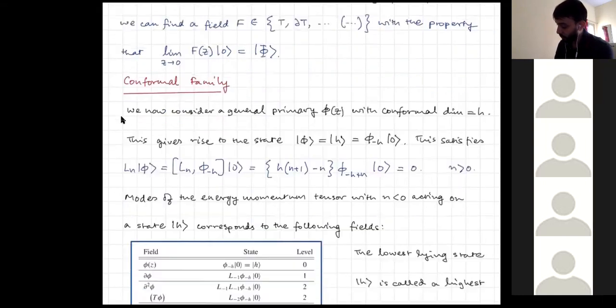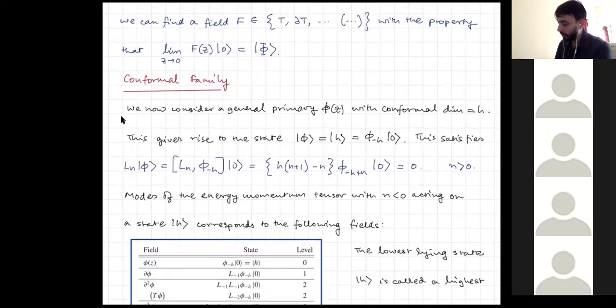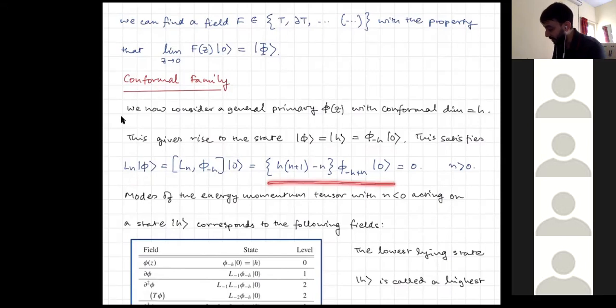Another thing that I want to lay down here for the moment is what we call a conformal family. Let us look at a general primary state phi. It has dimension h. As we know, this gives rise to the state phi, which you can also denote by h, which is phi minus h acting on 0. This is something we just learned. We also know that it satisfies the following relation: L n acting on phi has to be equal to 0 for n greater than 0, which translates through this equation to h of n plus 1 minus n. My h's and n's look very similar. This one is an h, and this one is an n. So you have this equation here.